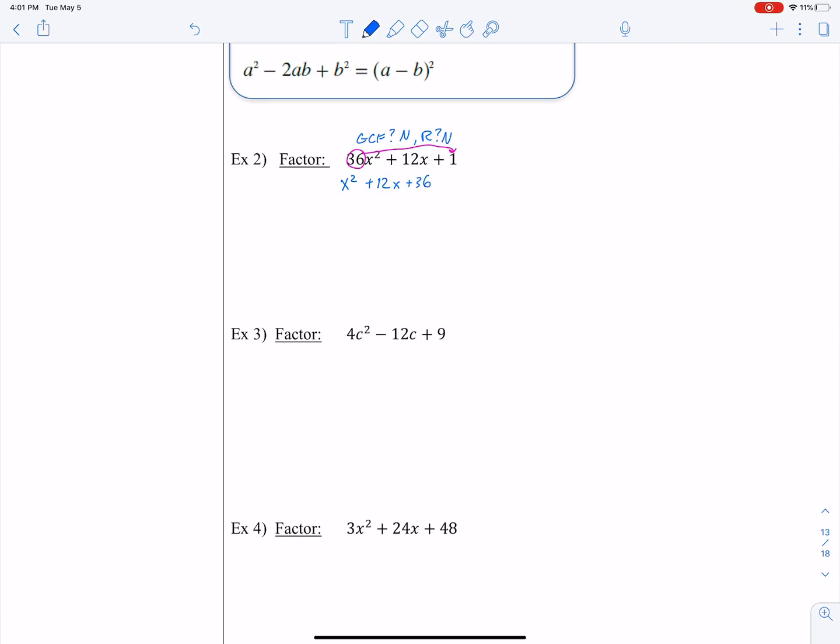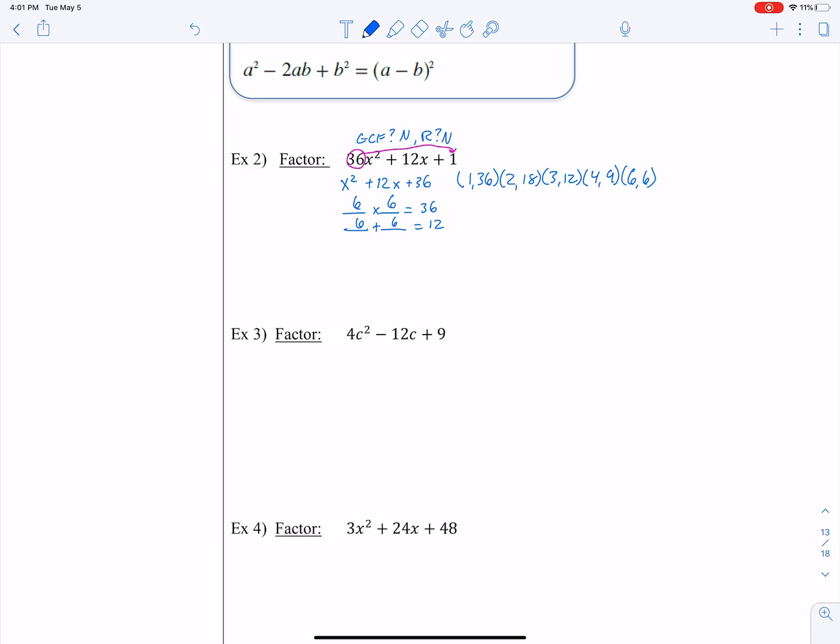The factors of 36 are 1 and 36, 2 and 18, 3 and 12, 4 and 9, and 6 and 6. So we need two numbers that are going to multiply together to give us 36 and add together to give us 12. So in this case, we're going to use 6 and 6.